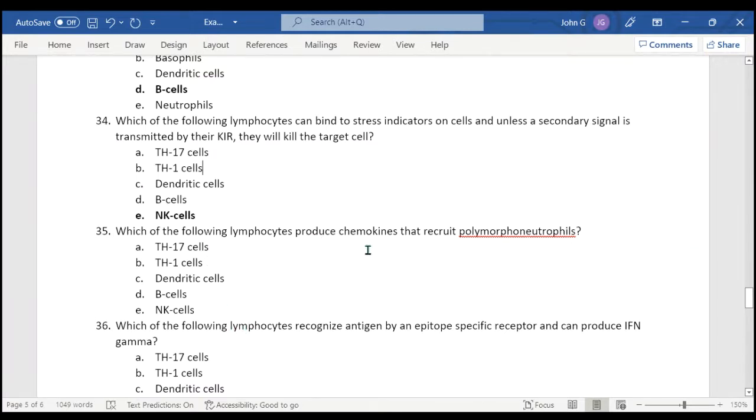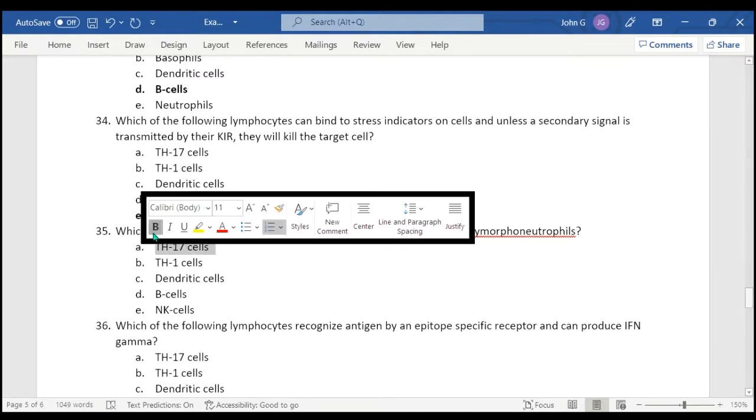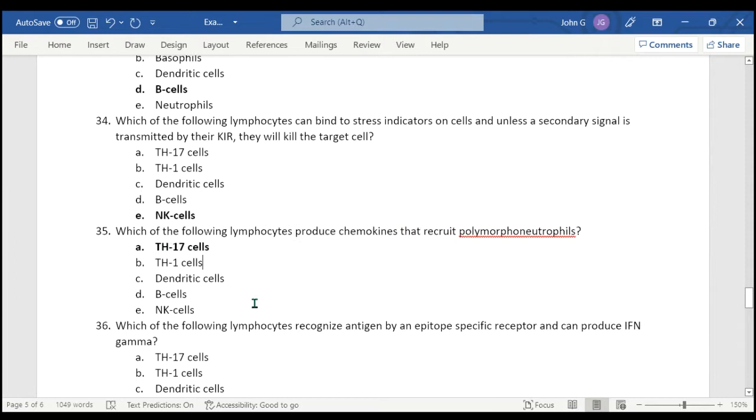Which of the following lymphocytes produce chemokines that recruit polymorphonuclear neutrophils, or PMNs, or neutrophils? So this was another highly missed question. This is going to be Th17 cells. None of the other ones produce chemokines that recruit neutrophils. Probably some people chose Th1 cells. That would be my guess. My only other guess as to which of these might seem right.